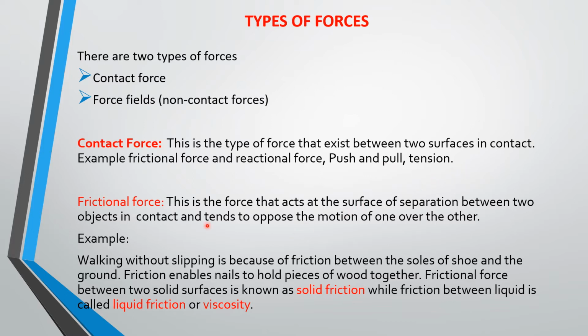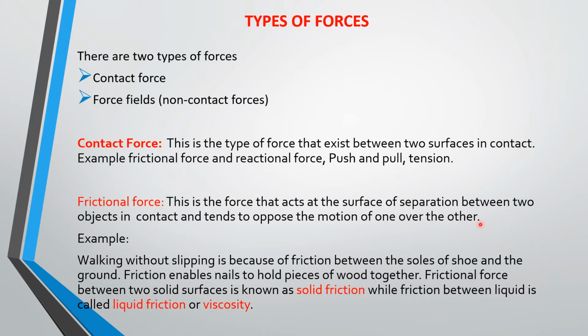Okay. So what is frictional force? Frictional force is the force that acts at the surface of separation between two objects in contact and tends to oppose the motion of one over the other. That is exactly what I've discussed. I just mentioned that if you have a block of wood on top of a table, the force that exists between the wood and the table is called contact force. Now, if for any reason you want to push or pull the block of wood over the table, the force that tends to oppose that motion is called frictional force.